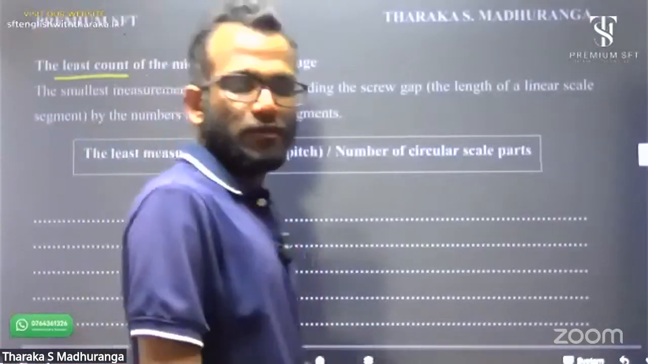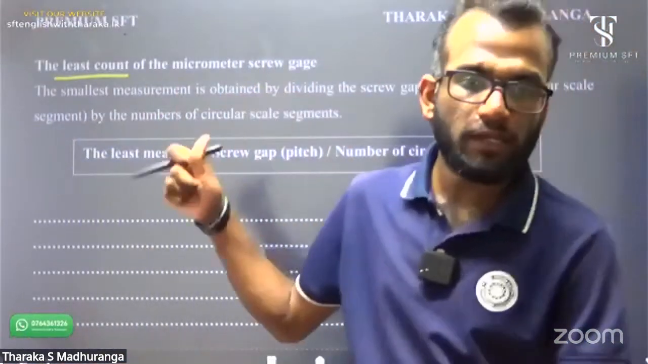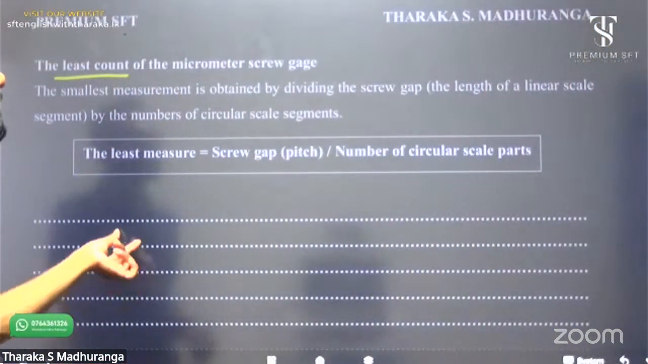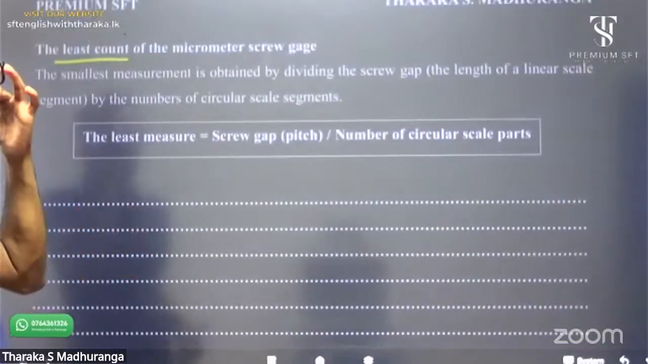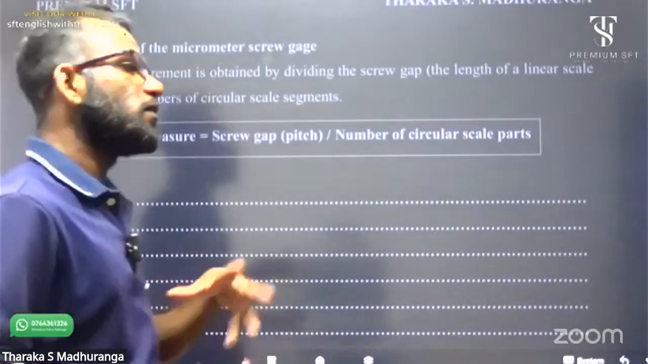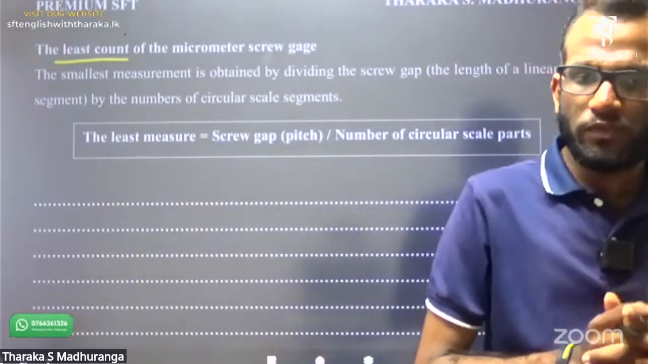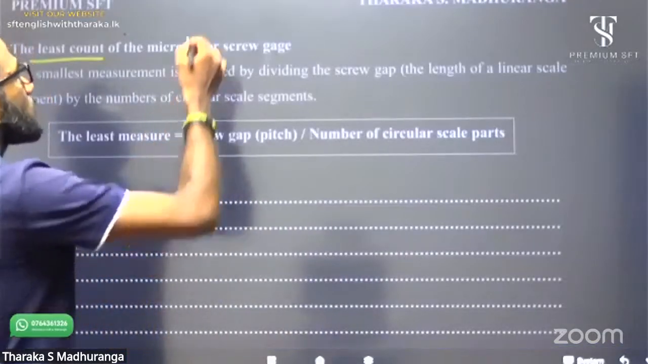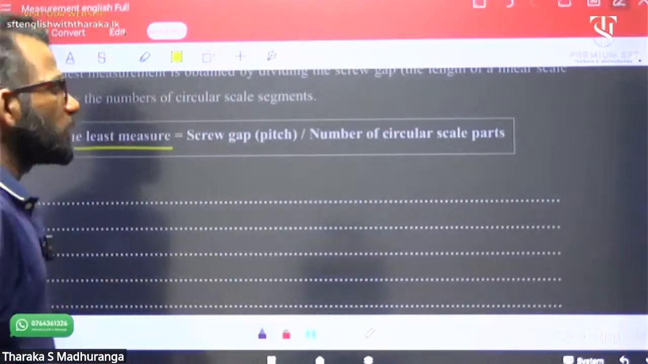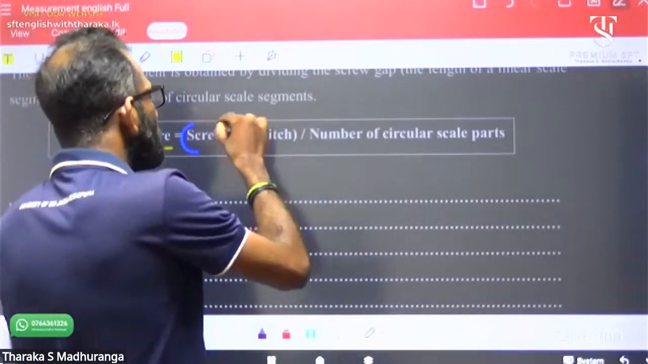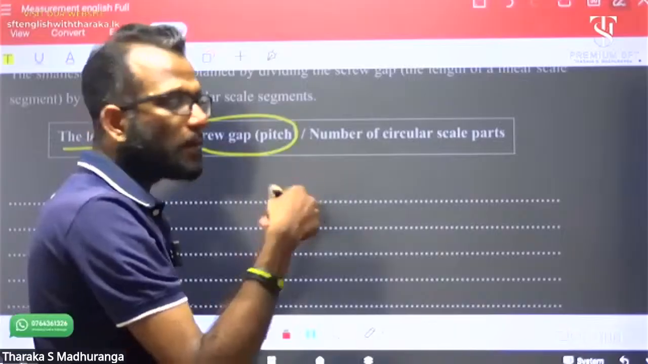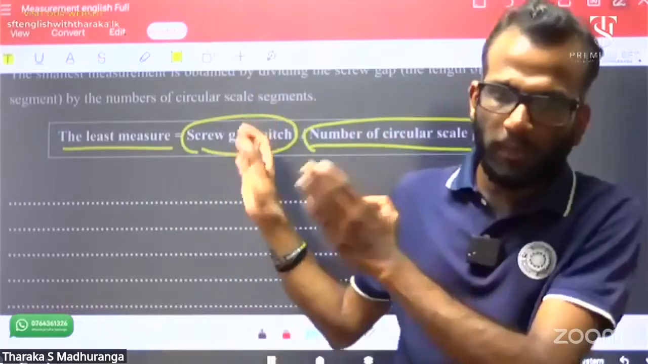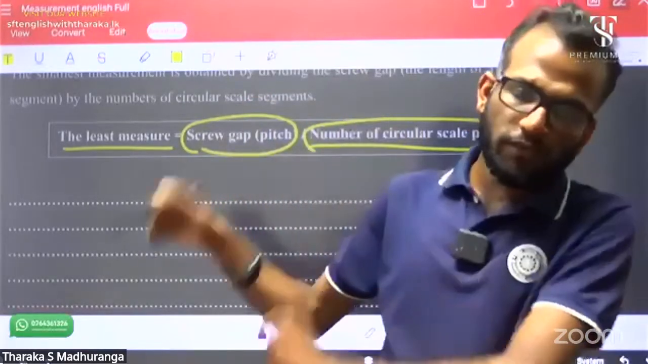Okay, now we are moving to the least count of the micrometer screw gauge. It is very simple. For the micrometer screw gauge also, we have a very simple equation. The least count of the micrometer screw gauge equals the pitch, or screw gap, divided by the number of circular scale parts.